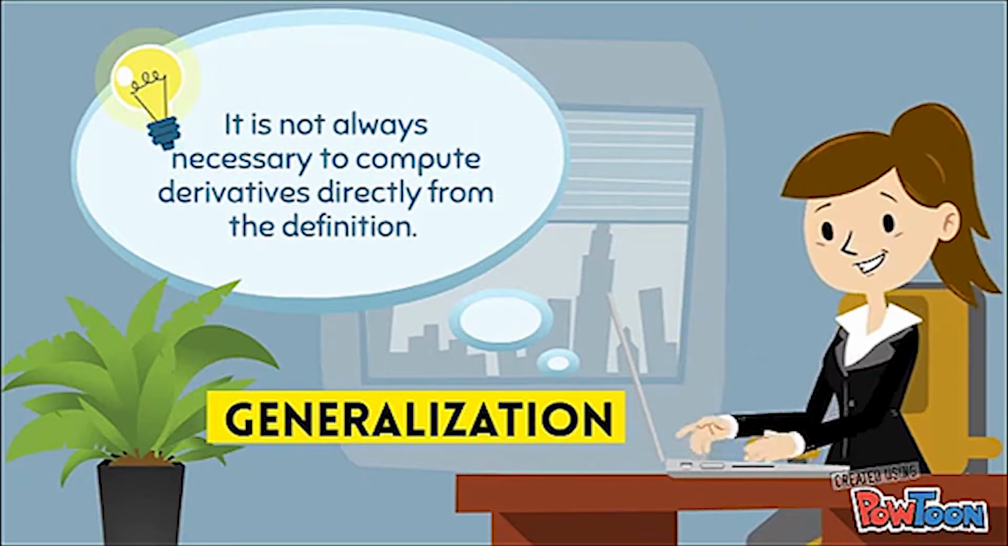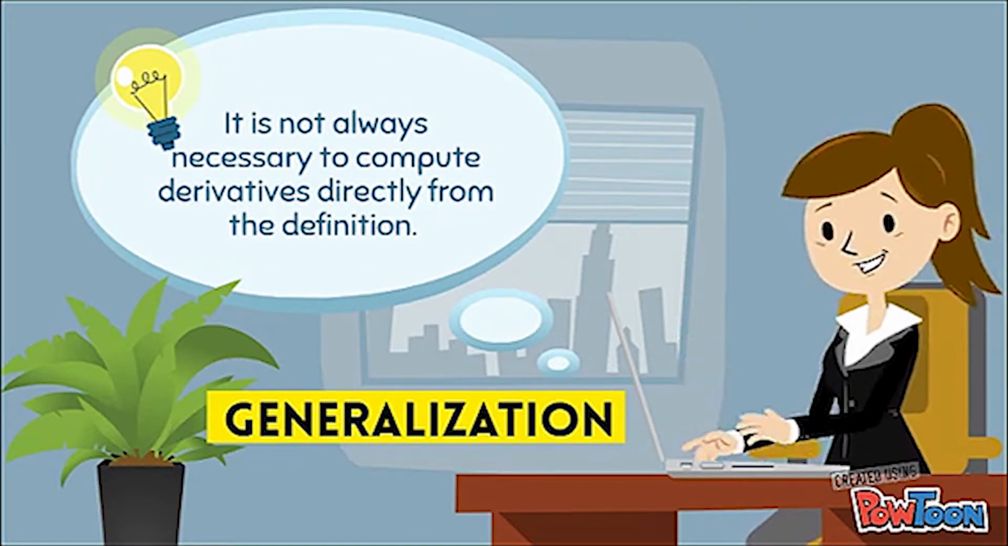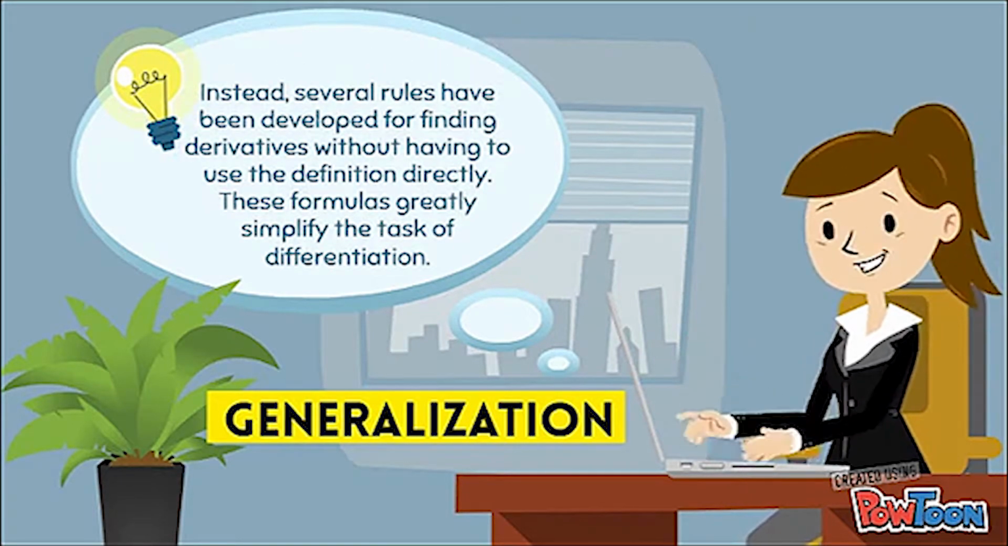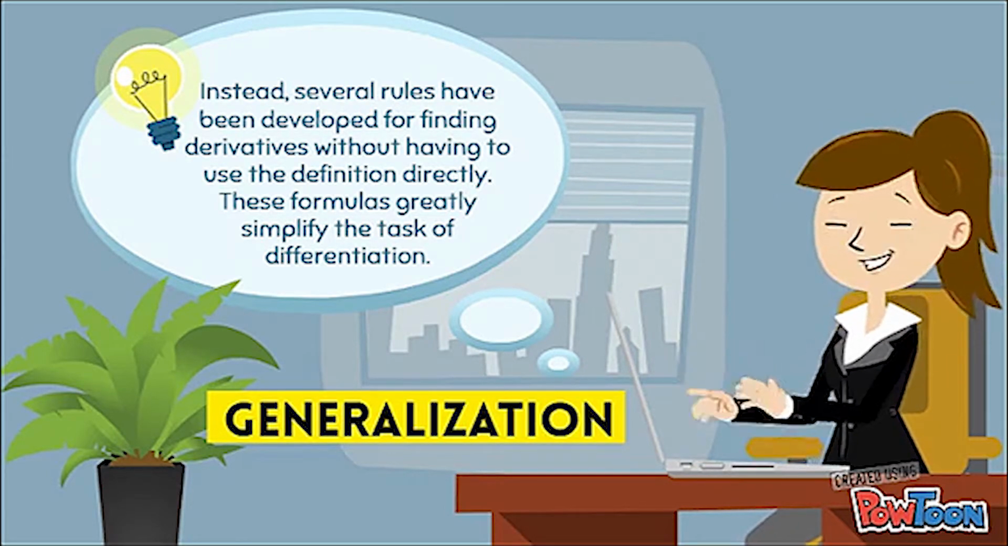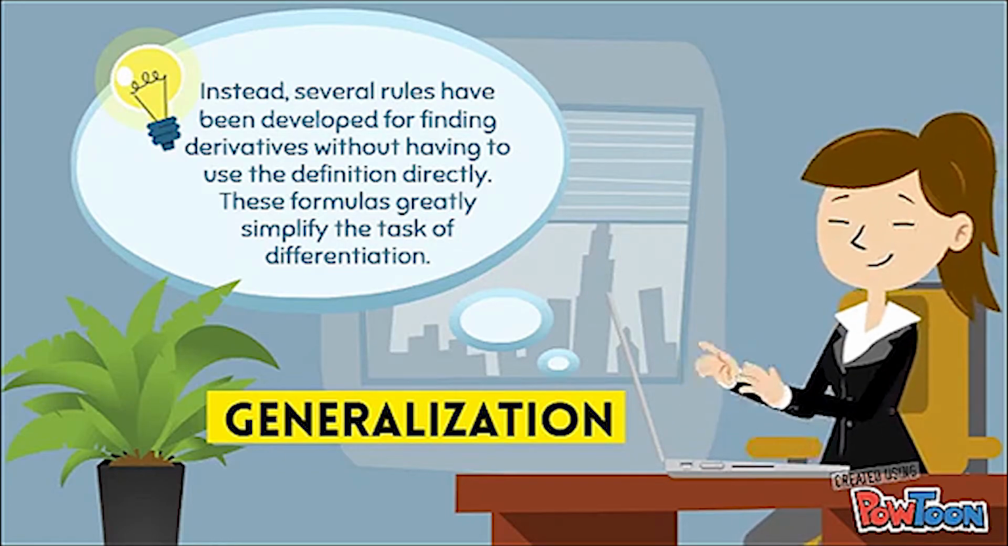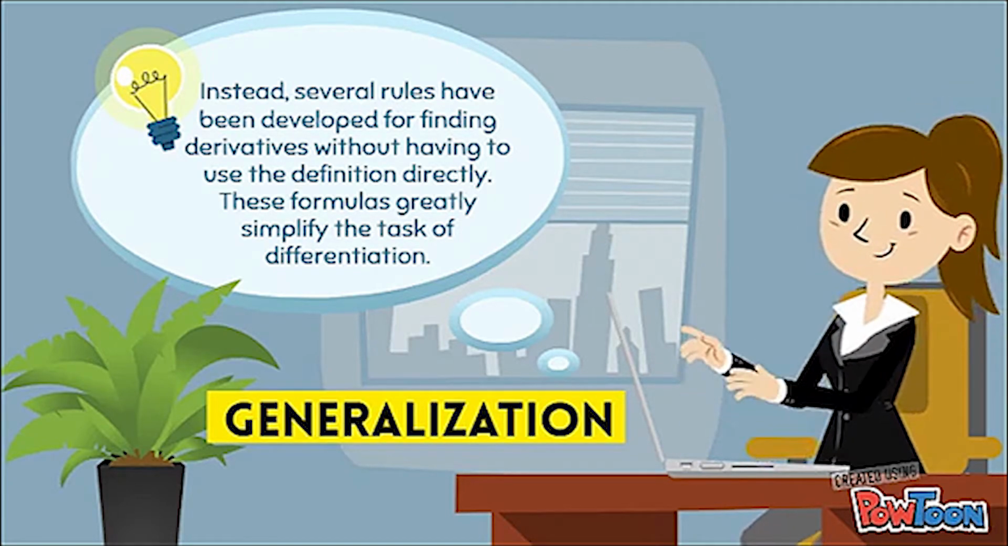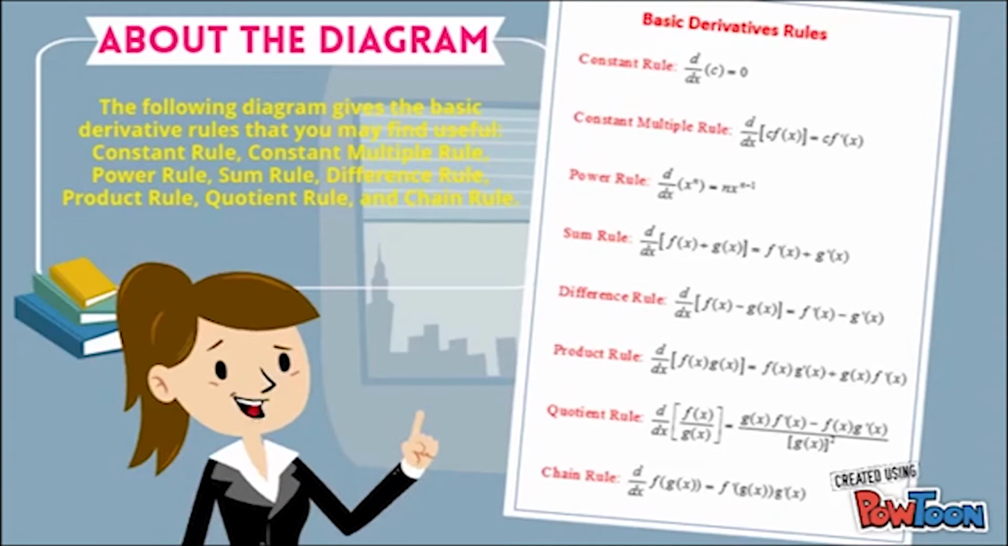It is not always necessary to compute derivatives directly from the definition. Instead, several rules have been developed for finding derivatives without having to use the definition directly. The following diagram gives the basic derivative rules that you may find useful: constant rule, constant multiple rule, power rule, sum rule, difference rule, product rule, quotient rule, and chain rule.